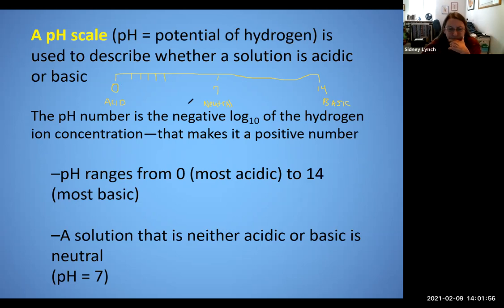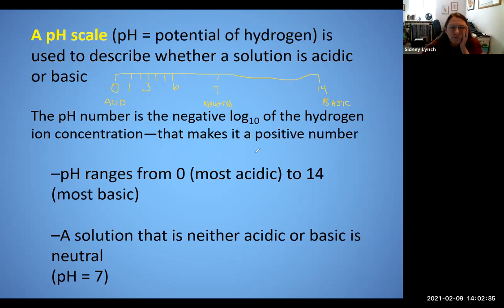So for example, a 1, 2, 3, I didn't do this to scale very well. 4, 5, 6, not to scale here, but anyway. So the difference between a 1 and a 2 is going to be 10 times. So 2 is going to be 10 times more basic than a 1. A 3 is going to be 10 times 10. So it's going to be 100 times more basic than a 1.